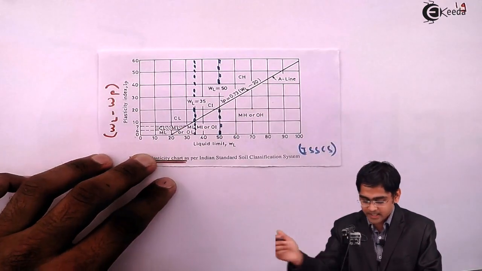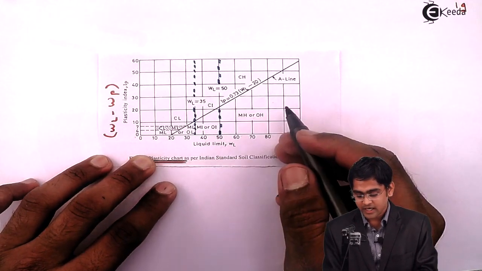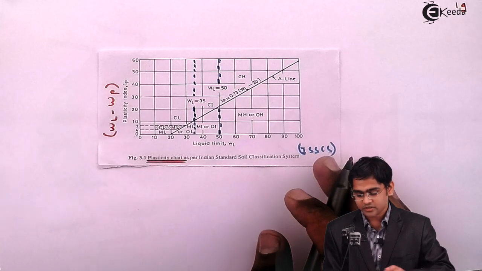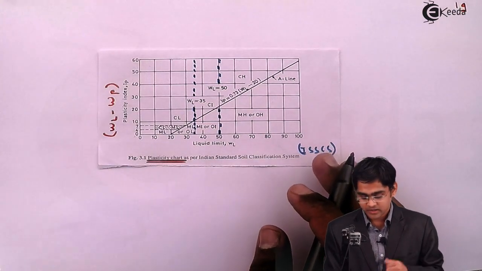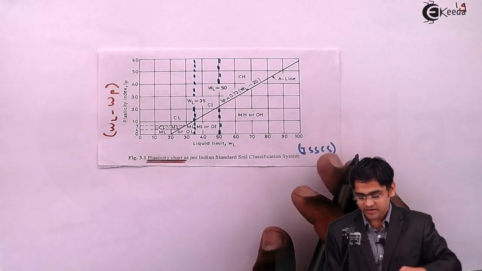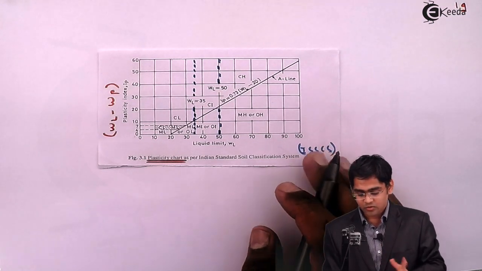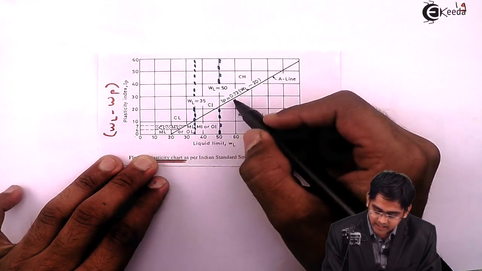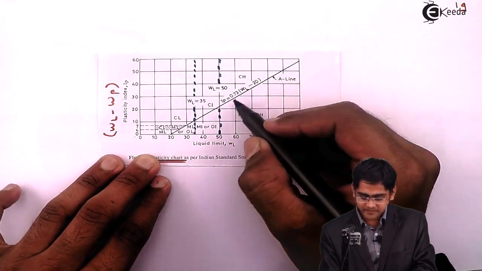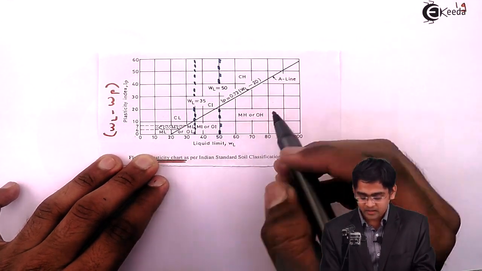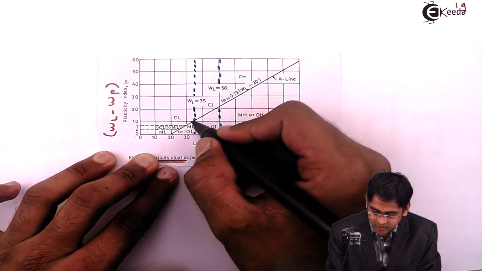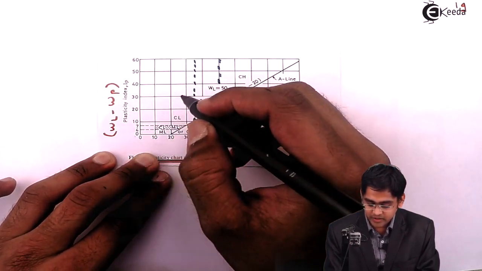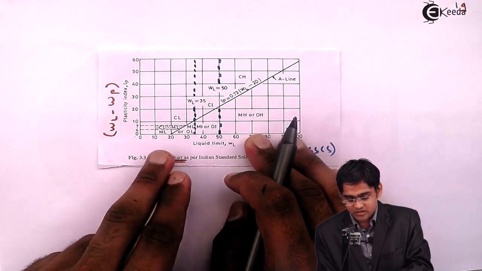onto this curve. Many times in GATE or in any competitive examination, this chart is not given, and you're asked to classify the soil. Here the key is only to remember the equation of the A line. The equation of the A line is 0.73 (WL minus 20), which again remains the same. So you need to find out where your IP, that is the plasticity index, will be located and where is your liquid limit.